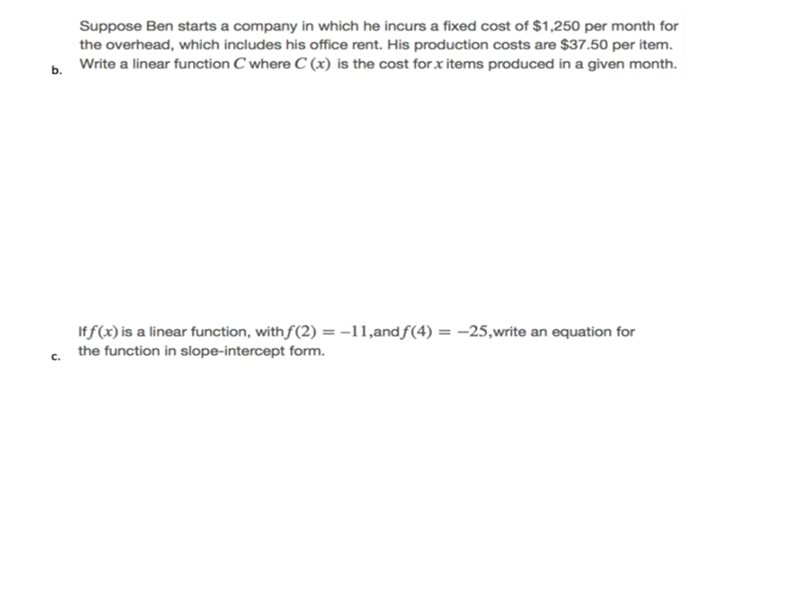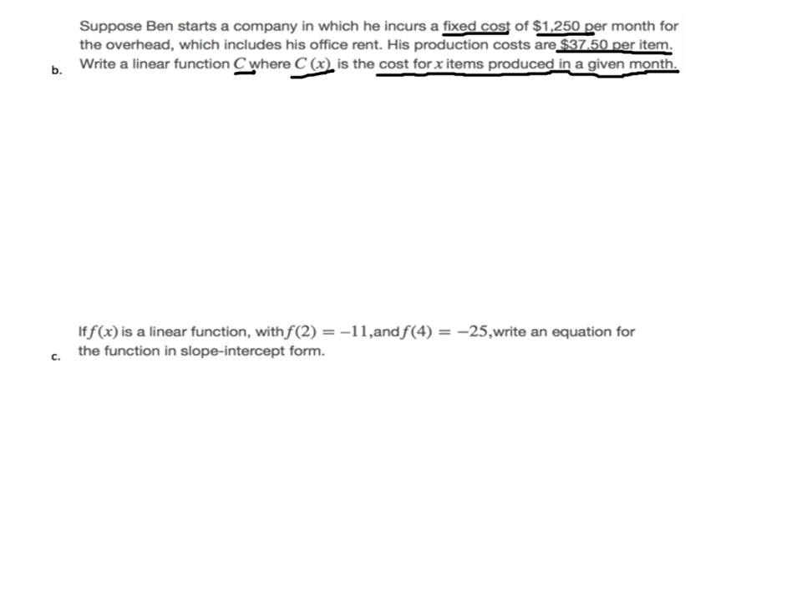Okay, suppose Ben starts a company in which he incurs a fixed cost of $12.50 per month for overhead, which includes his office rent. His production costs are $37.50 per item. Write a linear function C where C of x is cost for x items produced in a given month.